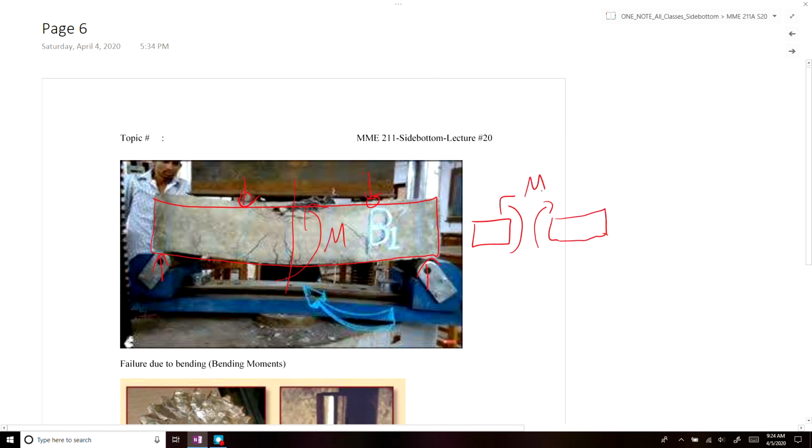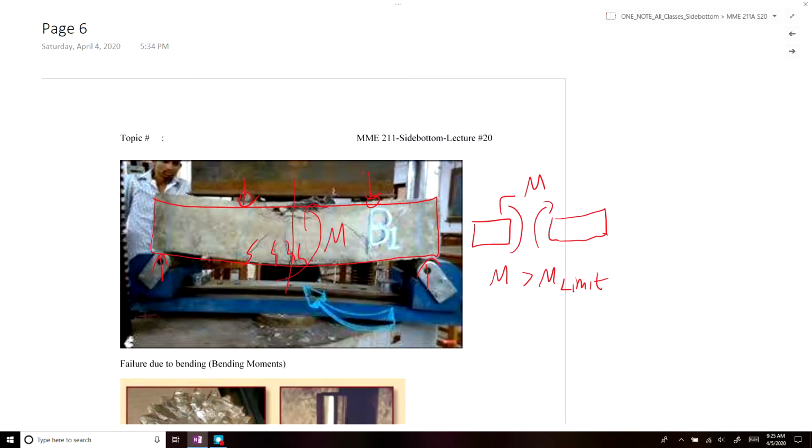And when that internal moment exceeds the limit of the material and of the cross section, you start to develop cracks in the system, and those cracks will propagate until eventually you get a fracture of the material.